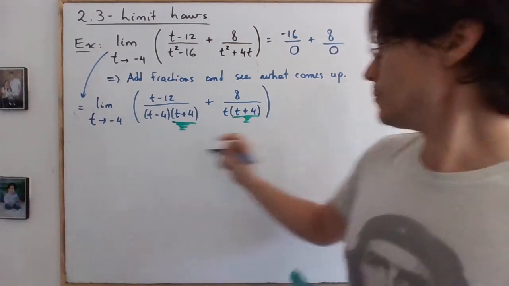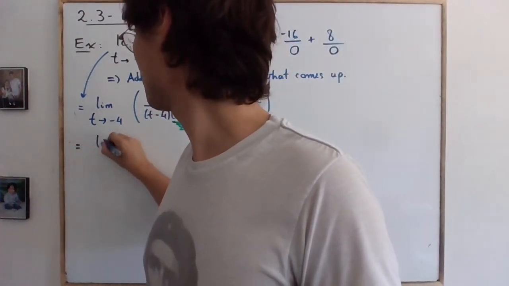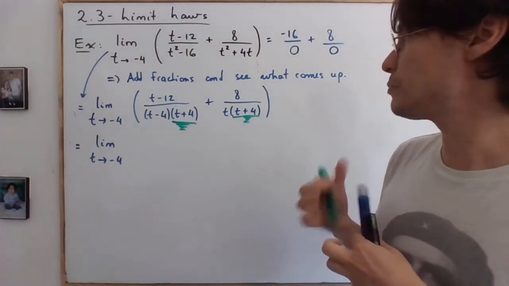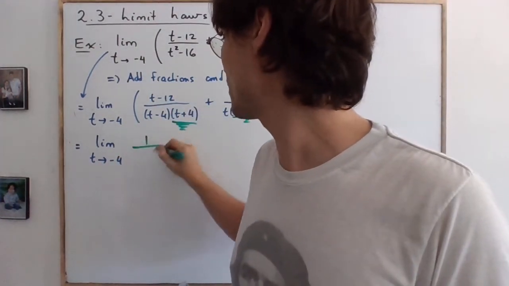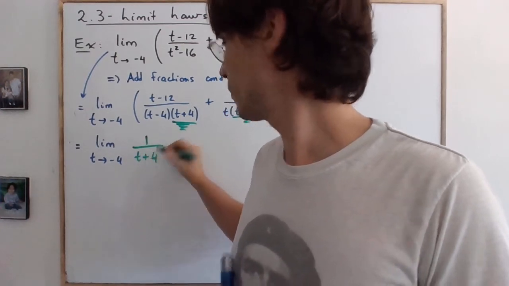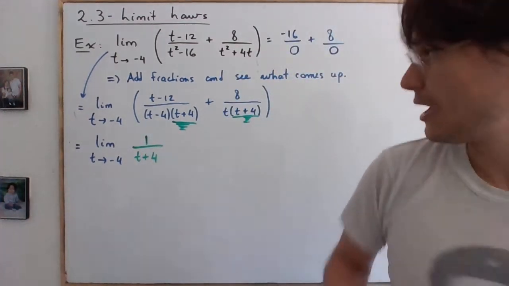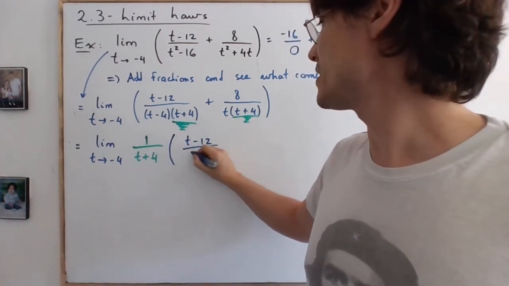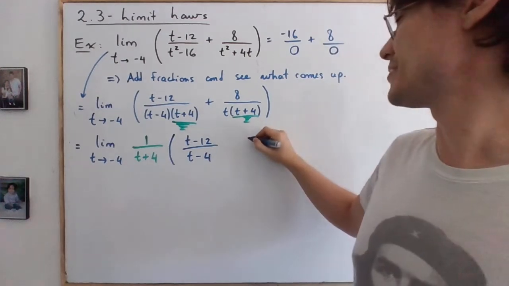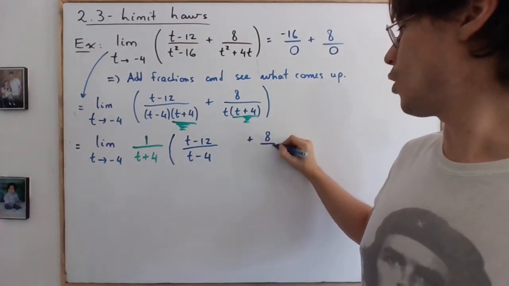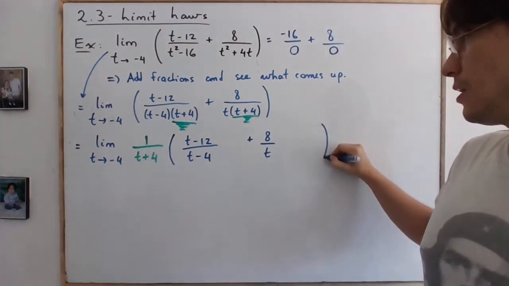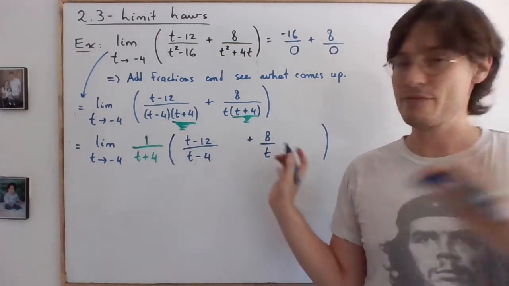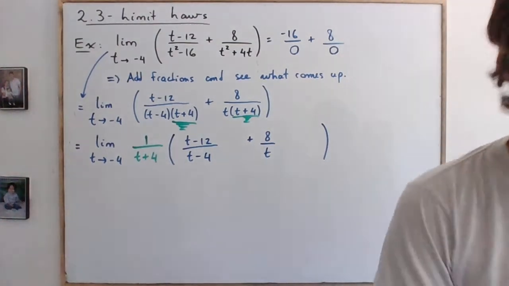So what I will do is I will factor it out of the entire expression. I will put it in front of the bracket. Let's put it this way. And then I'm going to leave some space in order to actually take the common denominator. So here I have 8 over t. Here what we have done so far is we factored the common factor. Everything else is unchanged.